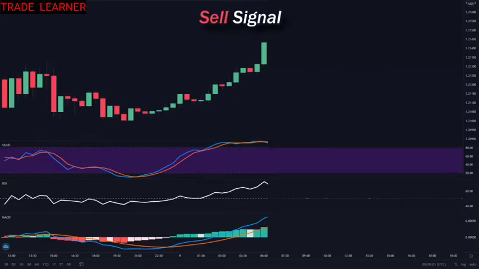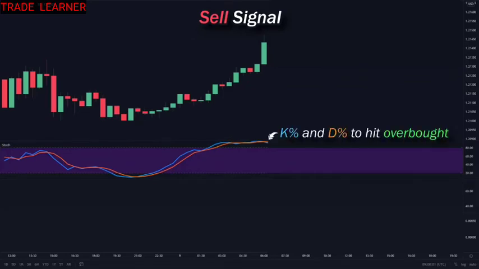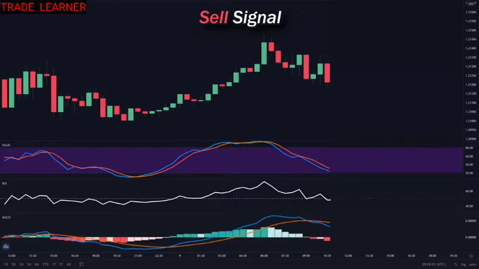Let's move on to finding sell signals. Again, the first step is you want to look at the stochastic and wait for both the K and D lines to hit overbought. Then, you want to use the RSI to confirm the downtrend by making sure that it's below the middle line. The next step is you want to use the MACD to confirm the downwards momentum by waiting for the MACD line to cross below the signal line. And you still need to make sure that both of the K and D lines still haven't hit oversold. Once all the rules are met, you take a sell position.